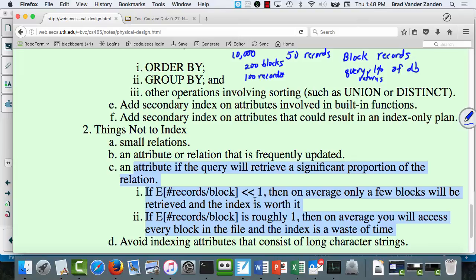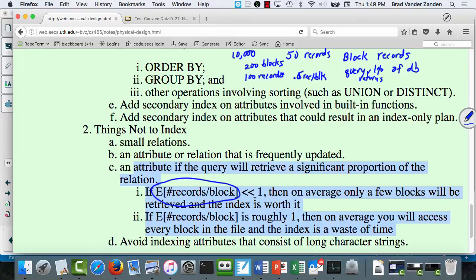So in fact, you can't go by the percent of the database. You have to go by what I have here, which is the expected number of records per block. It has to be much, much less than 1 in order for the index to be worth it. In this case, we're looking at a half record, 0.5 records per block. That's nowhere close enough to be indexing. So you have to know how many records are likely to come back from your query.